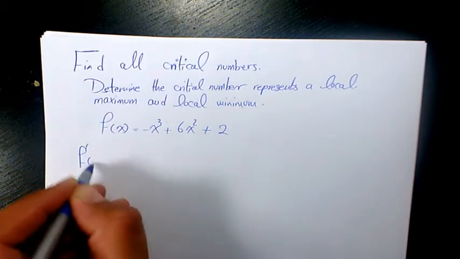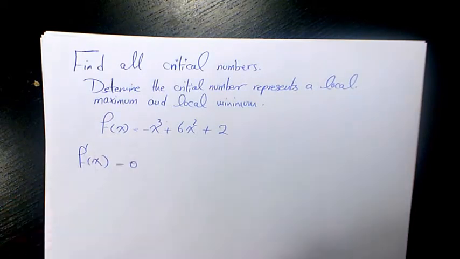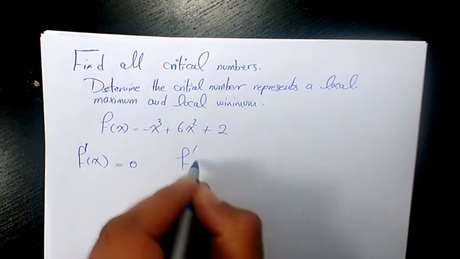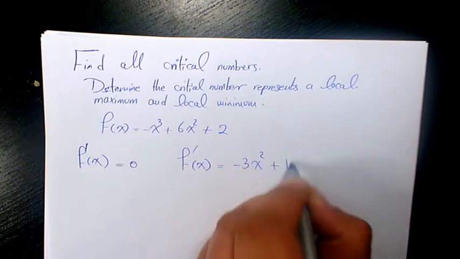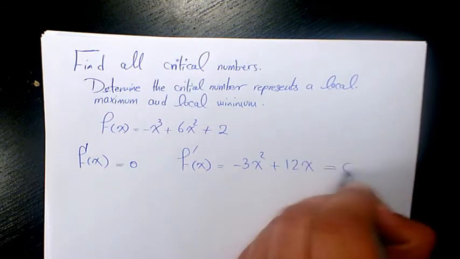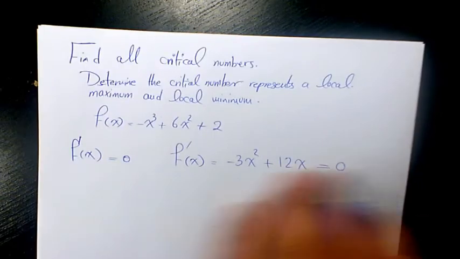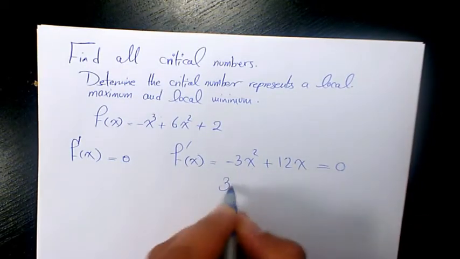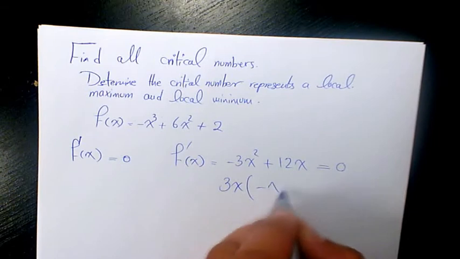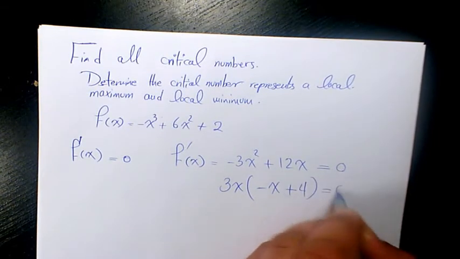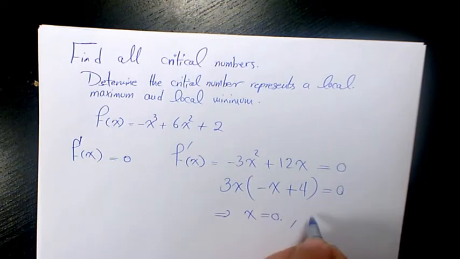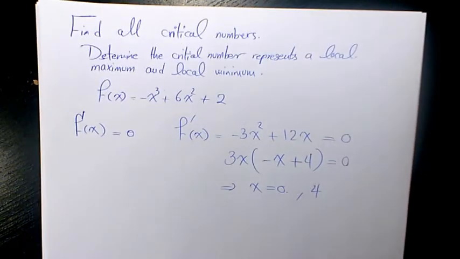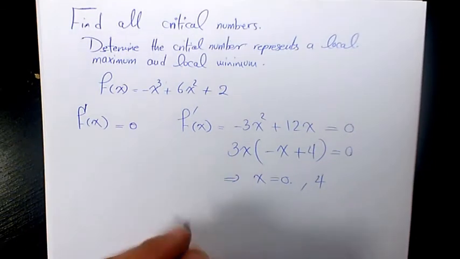You know, the critical numbers are the ones that make f prime of x equal to 0 or make it undefined. If we find the derivative of this function, it is going to be negative 3x squared plus 12x, and we make it equal to 0. In order to find the roots, we're going to factor out 3x. It's going to be 3x times negative x plus 4 equals 0, and the roots are x equals 0 and x equals 4. So we have two critical points.